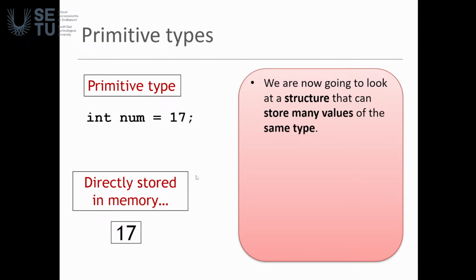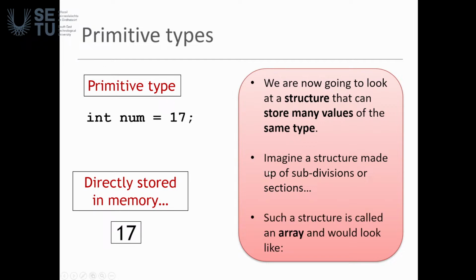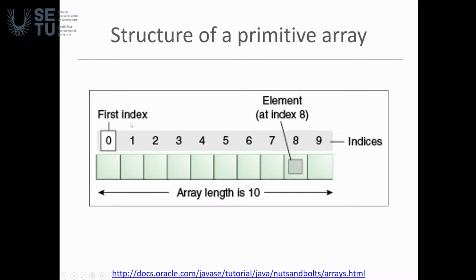So we said we created our space in memory, and we created a variable called num. We put the value in. So we're going to look at a structure that can store many values of the same type. Imagine a structure made up of subdivisions or sections. Such a structure is called an array, and it would look like this. So here we have our array. Each element has an index, and we put a value into it. In this case, we have 10 elements.